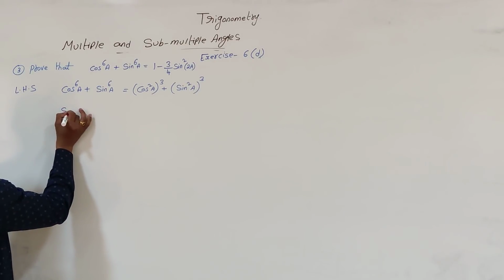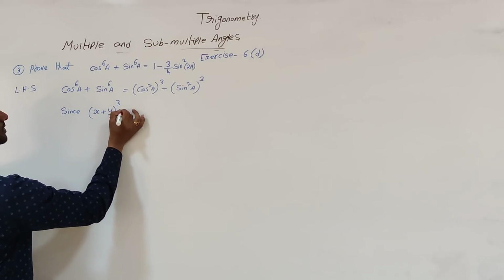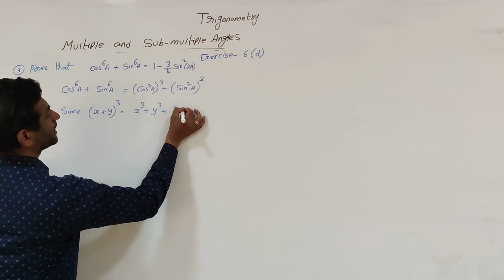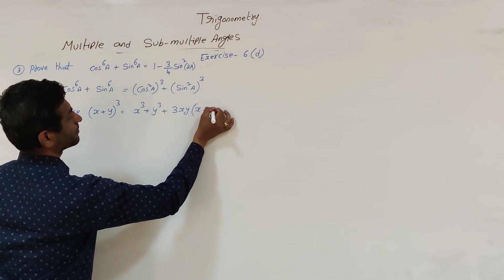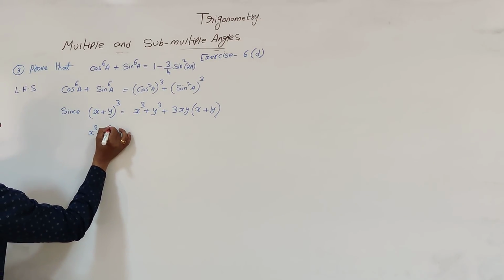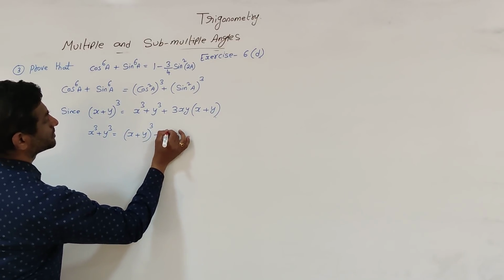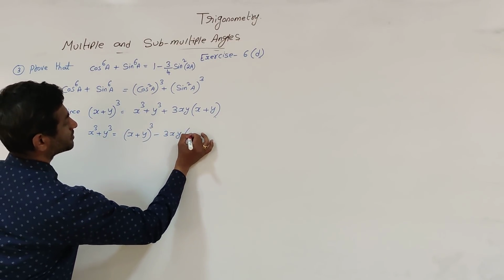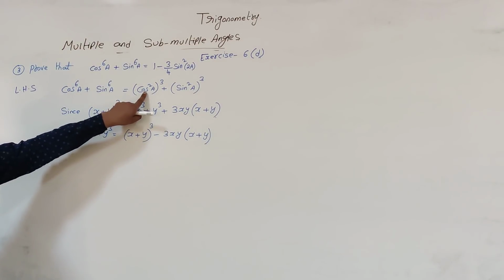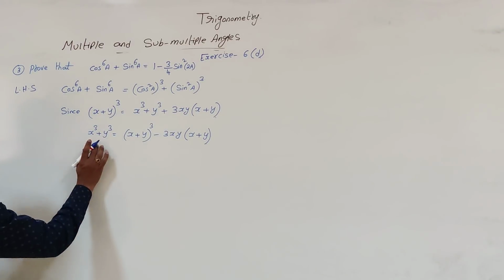Since x plus y whole cube we can have is x cube plus y cube plus 3xy times x plus y. From this x cube plus y cube can be written as x plus y whole cube minus 3xy into x plus y. But what is x? x is cos square a and y is sin square a. Now substitute.